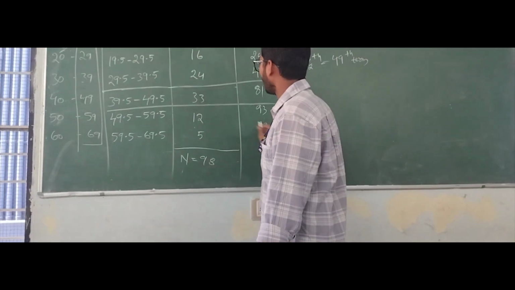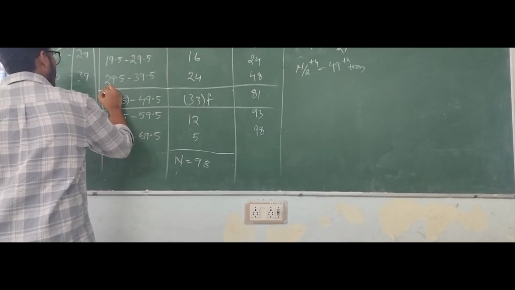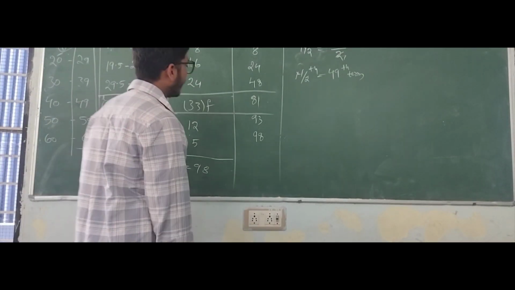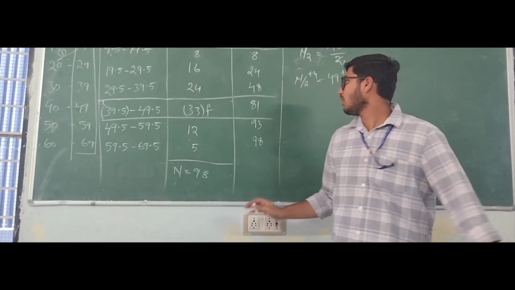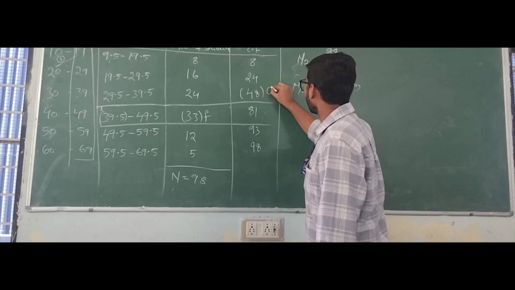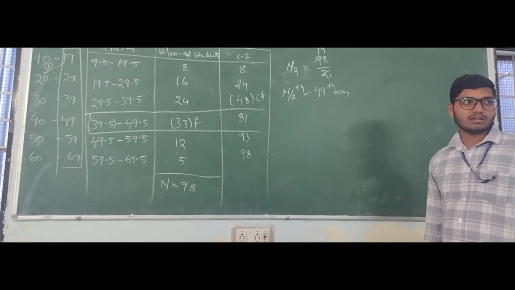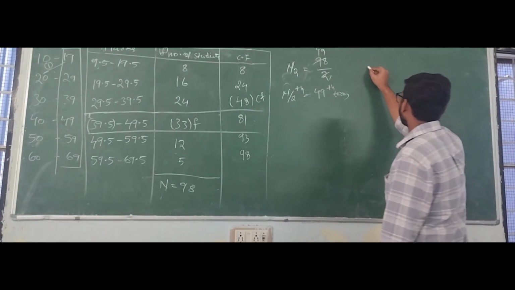Now the frequency f is 33, and the lower limit L is 39.5. For the cumulative frequency, we should take the preceding cumulative frequency. This is the cumulative frequency. Now we have to substitute these values in the median formula.